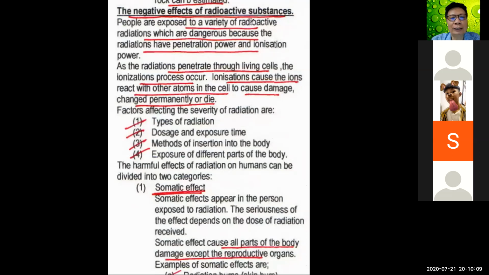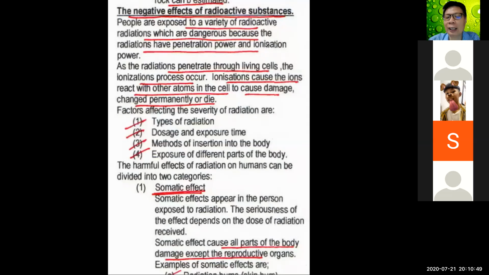People are exposed to a variety of radioactive sources which are dangerous because, highlight why we say dangerous there, the radiation has penetration power. Penetration power means it can go through our body. Also, most important is ionization power. Gamma has penetration power, then alpha and beta have ionization power. Ionization power is more dangerous. So these are the two things, penetration and ionization, that bring all the bad things.